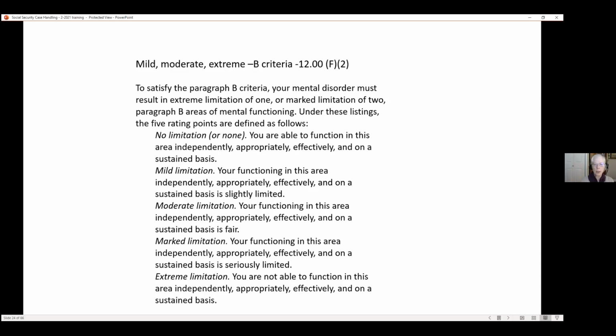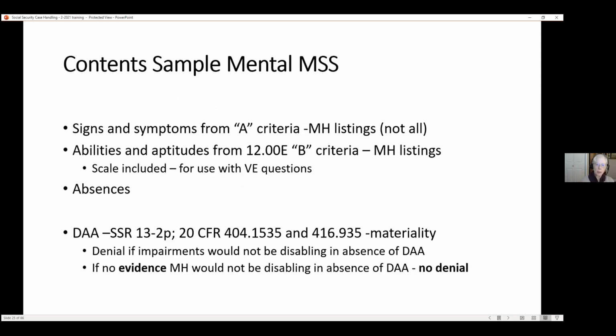It doesn't explain anything. So what you do is you send them a medical source statement, a mental medical source statement. And I have a sample here for you. And again, this is just a sample. You can take out parts you don't like. You can add other parts. This is just one sample of how to do this.